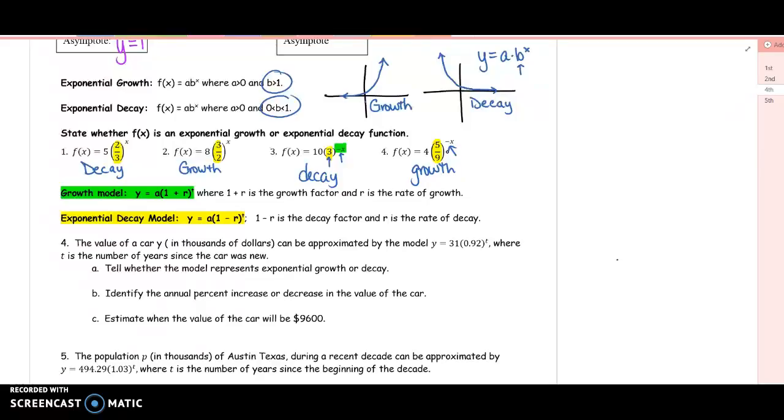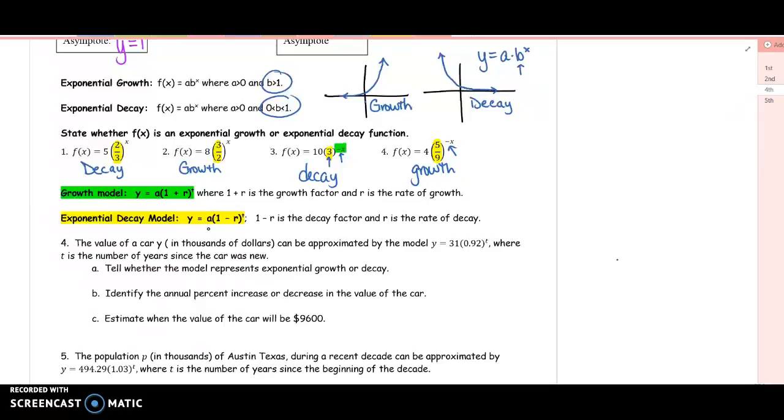So the growth model and the decay model. I want you to look at these 2 models that are highlighted. Do you notice that these 2 models are exactly the same except for one thing? The growth model has a plus. The decay model has a minus. Basically, you're taking one whole plus the growth rate. For the decay model, you're taking a whole minus the decay rate. So that's what's going to make that number that's raised to the exponent either be bigger than a whole or less than a whole.